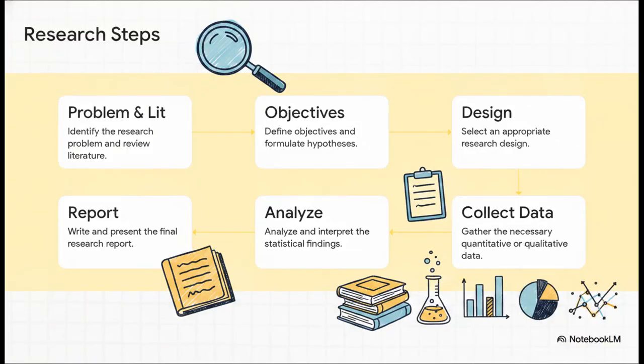So the crucial point is that while our source material lists about 10 distinct stages of the research process, we can smoothly condense the whole shebang into this highly manageable 6-step journey. You start by identifying the problem and reviewing the literature, you move on to defining your objectives and hypotheses, you select your design, collect your data, analyze and interpret that data, and finally write the report. If you just stick to this straightforward roadmap, you definitely won't get lost in the weeds.